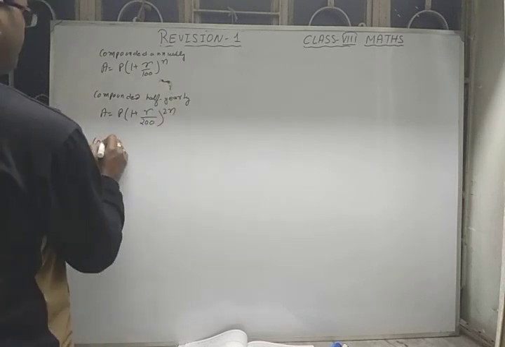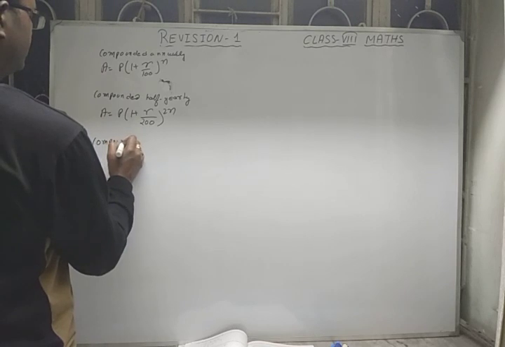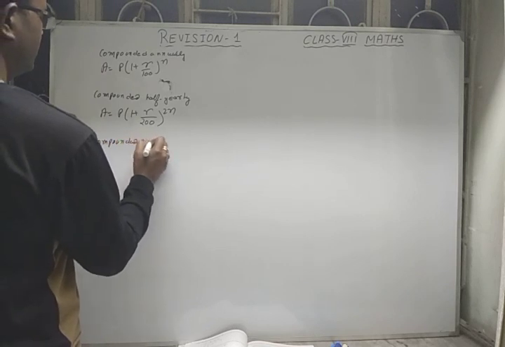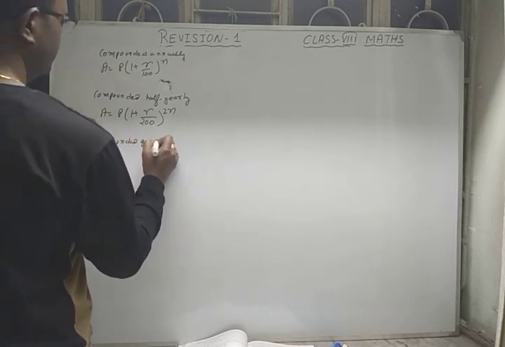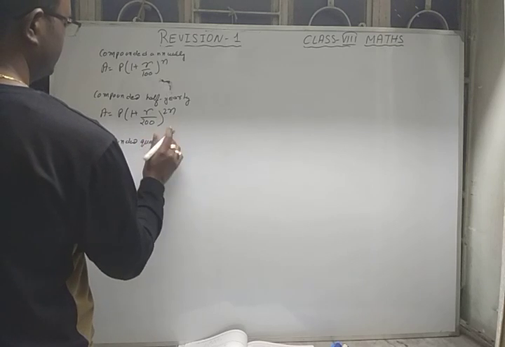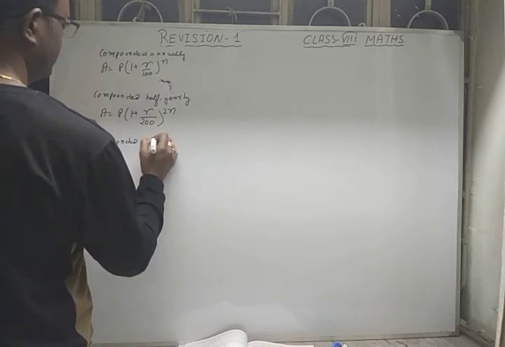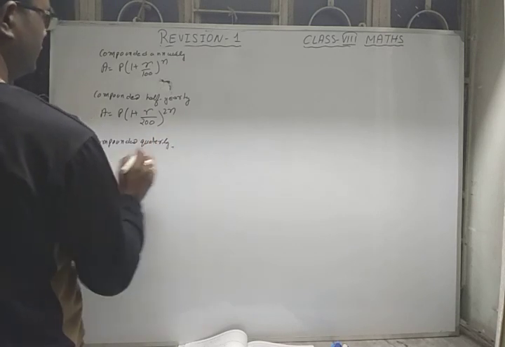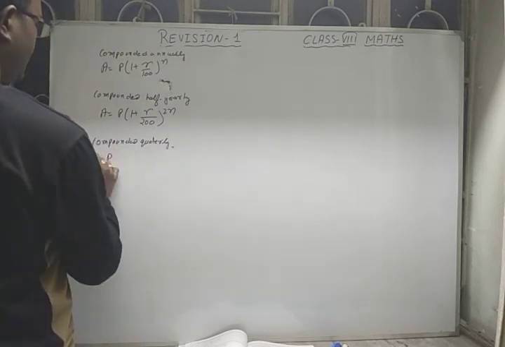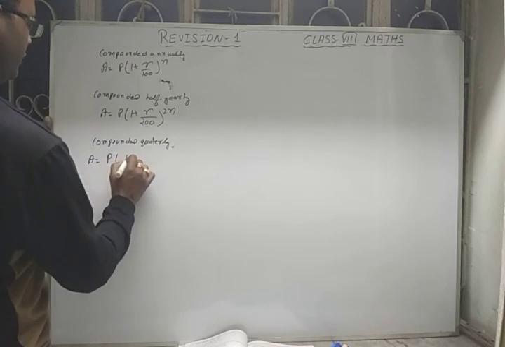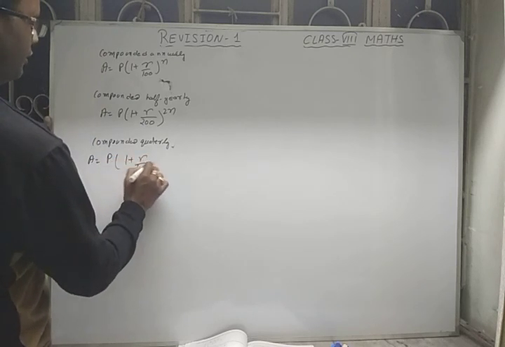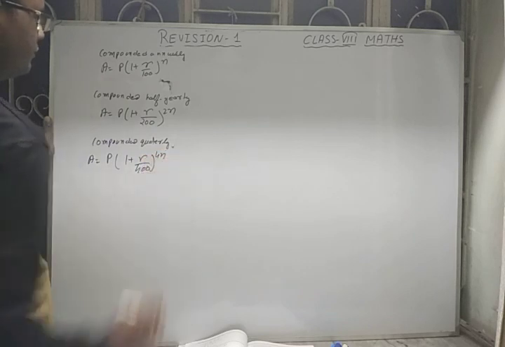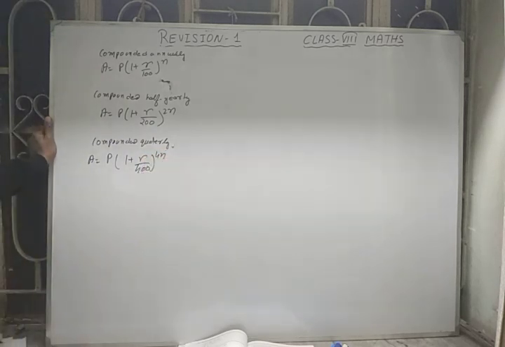And the formula for compounded quarterly is: amount is equal to P into 1 plus R by 400 whole to the power 4n. So by using this formula you can find the amount compounded annually, compounded half yearly, and compounded quarterly.